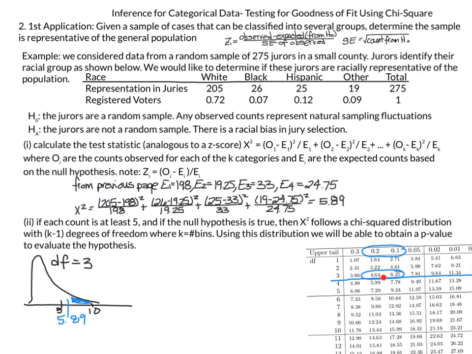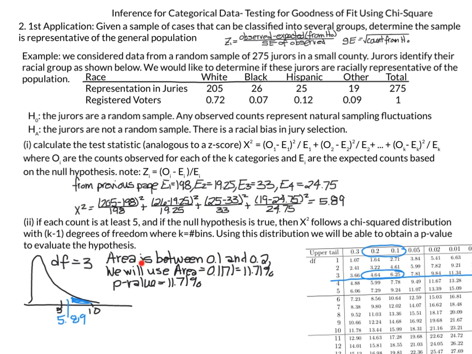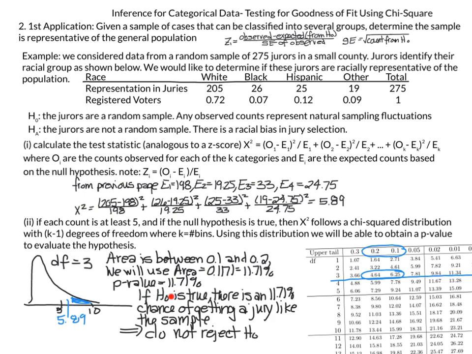We don't have anything with a 5, so we're somewhere between the 4.6 and 6.25, so somewhere between 0.1 and 0.2. So our area is between 0.1 and 0.2, or 10% and 20%. We're going to use the area of 0.1171, which is 11.71%, and I got this from your book, which got it from some program. So our p-value is 11.71%, which means if H0 is true, there's an 11.7% chance of getting a jury like our sample.